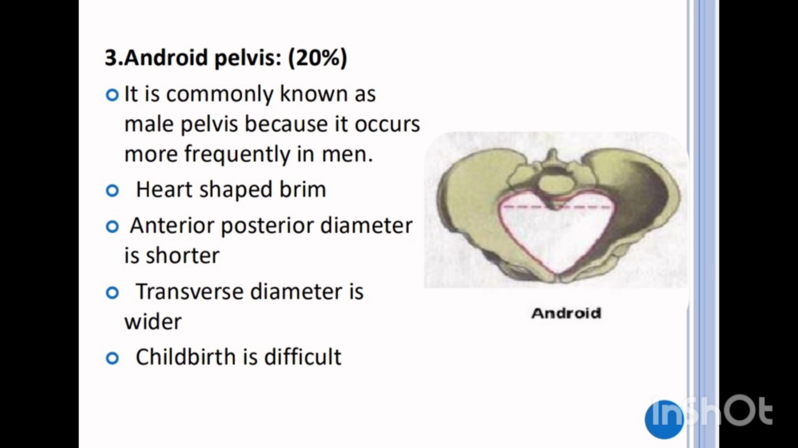Next is the android pelvis. Normally it is called the male pelvis. Posterior segments are decreased in all 3 planes and deep transverse arrest and failure of rotation of the fetus are common. In this, childbirth is difficult and it is also called heart-shaped brim.